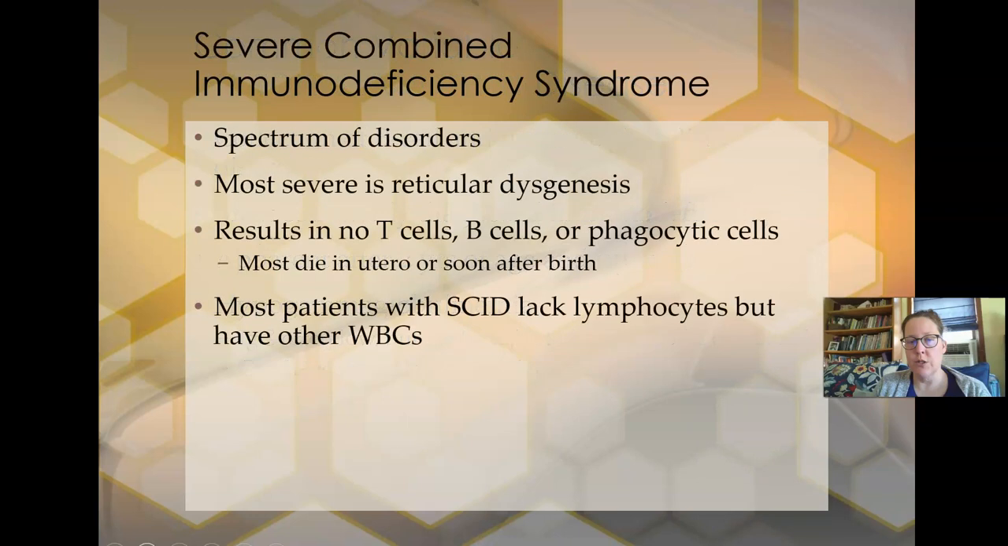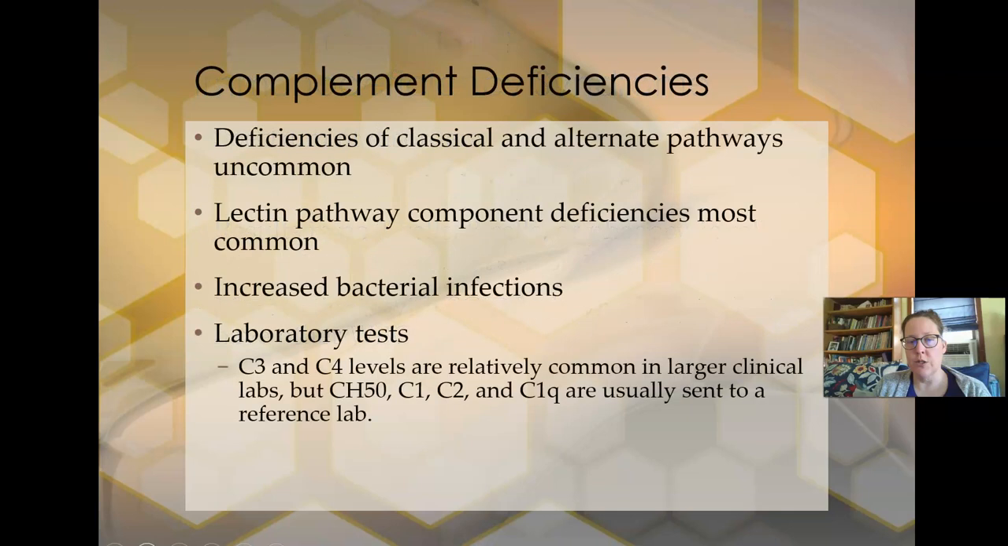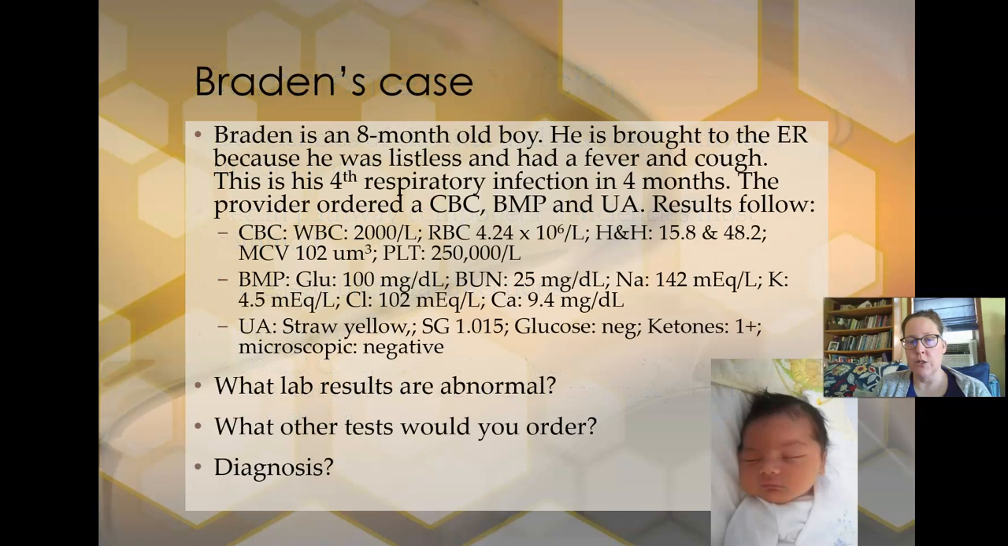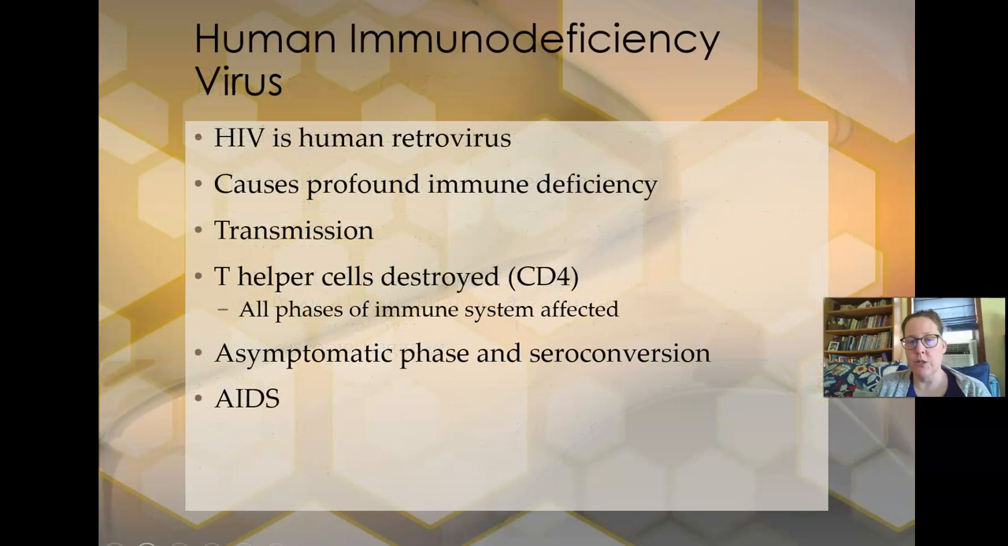potentially a SCID, one of the forms of SCID. Like I said, there's a whole spectrum of them. And potentially, maybe a complement deficiency. That's possible. Again, so maybe we would order some complement levels too. And our human immunodeficiency virus.